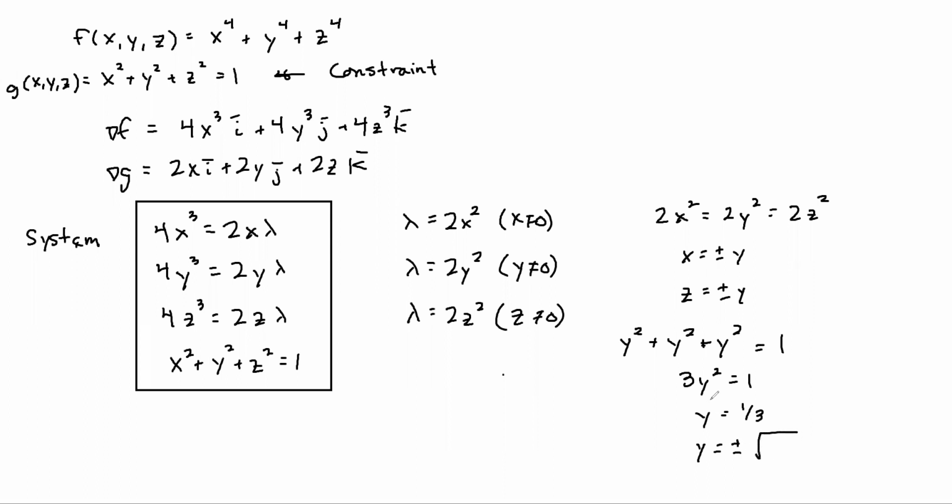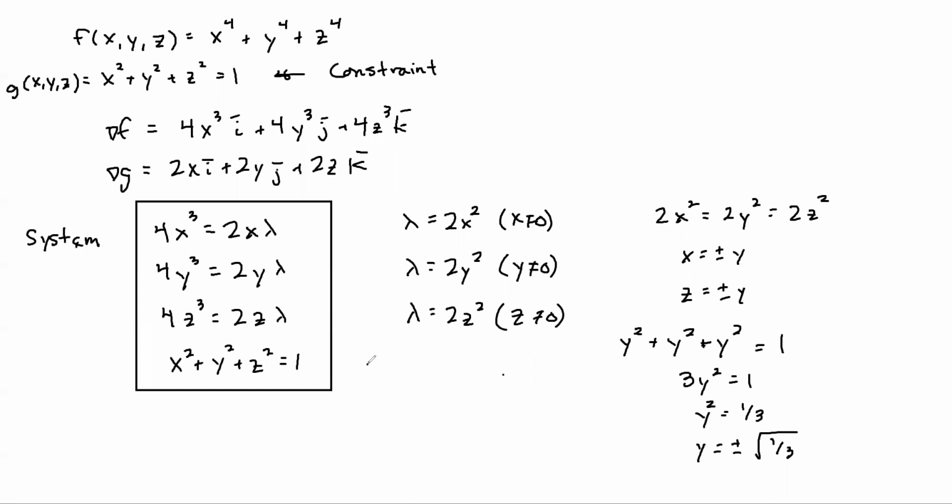So we get 3y squared equals 1, y squared equals 1/3, and then y equals plus or minus the square root of 1/3. There should be a square root here. Okay, and so if y is plus or minus the square root of 1/3, then you could put that here, and that means that x could be plus or minus the square root of 1/3, and z could be plus or minus the square root of 1/3. And so all these plus or minuses mean that all the different possible combinations exist, right?